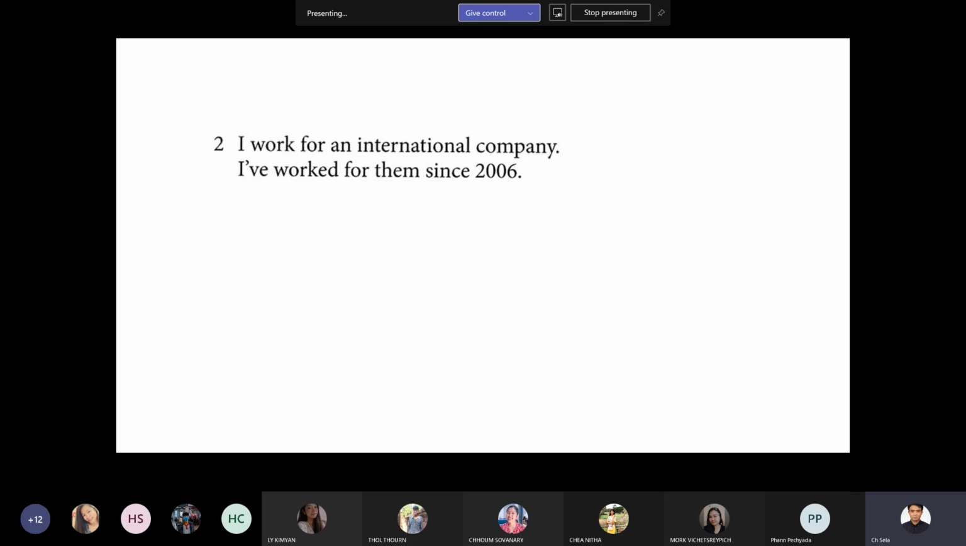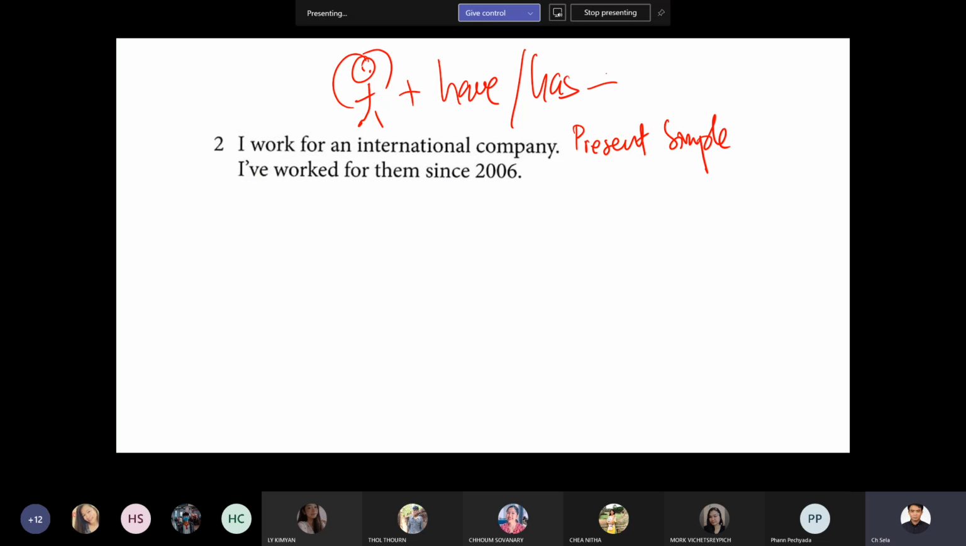I work for an international company and I work for them since 2006. So the first one, what kind of tense is it? Present perfect? This one, present perfect? Present simple. Yeah, present simple. Remember, present perfect: subject, look here, plus have or has, right? Plus participle, or you just call it verb 3. This is present perfect, have or has, and verb 3. And this one, base form of verb 1, present simple.